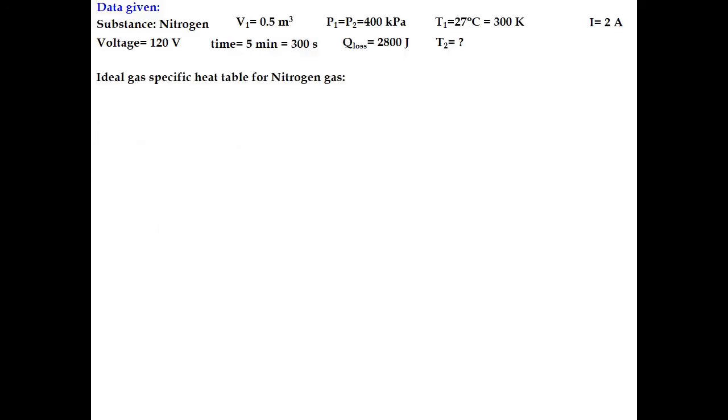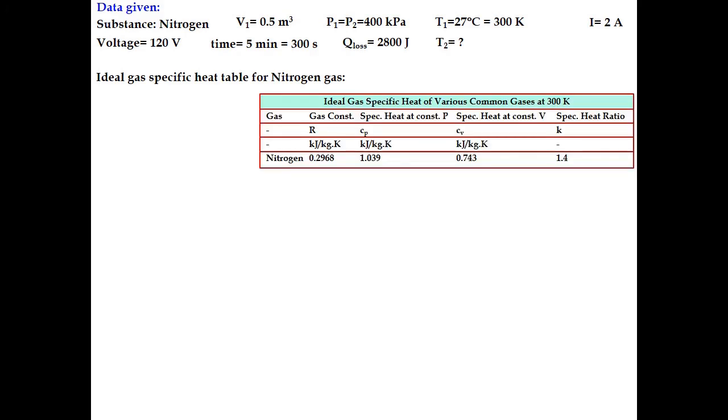Next, because in the equation we have the term Cp for the nitrogen, again we need to refer to the ideal gas specific heats of various common gases at a constant temperature of 300 Kelvin. For nitrogen, we have the value of Cp, and also we need the gas constant R, where R equal to 0.2968 kJ per kg Kelvin, and Cp for nitrogen is equal to 1.039 kJ per kg Kelvin.